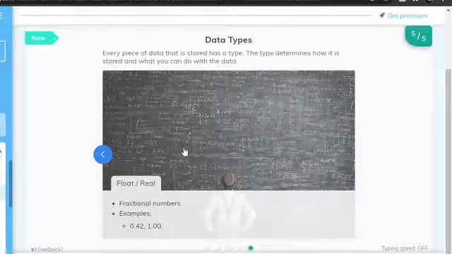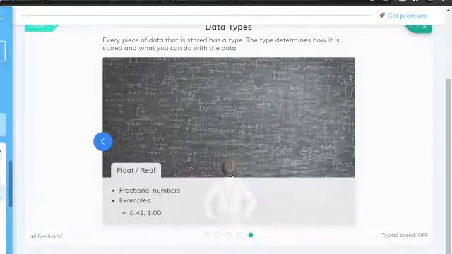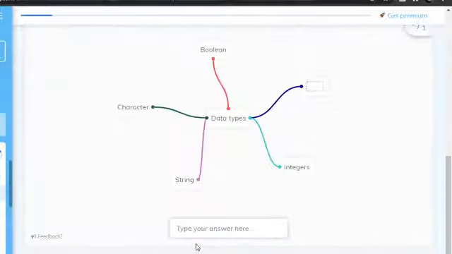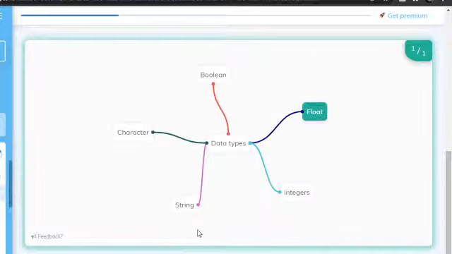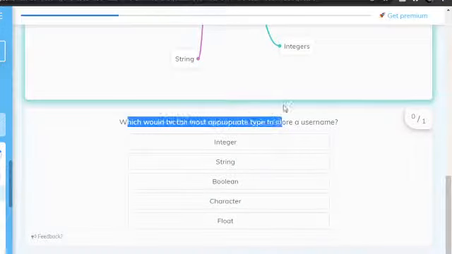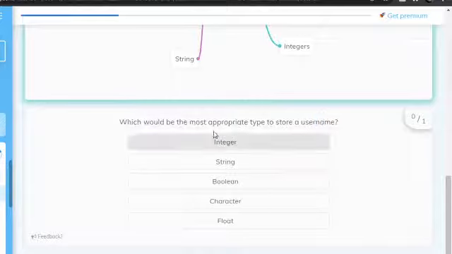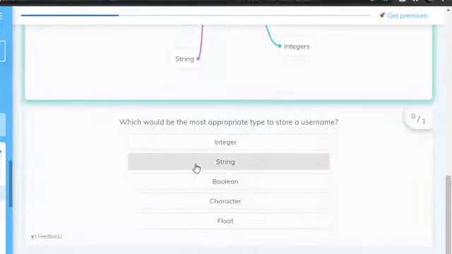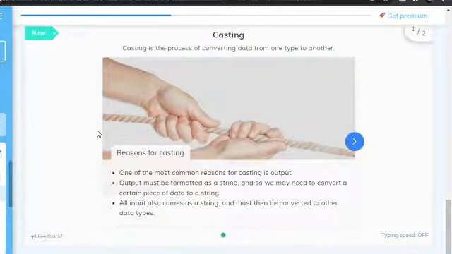Float and real numbers. In Java these would be known as doubles, and they would be decimal point numbers. Any number which has a decimal. So Boolean, character, string, integer, and float and/or double. Can we use double? No, it doesn't count here, but it'd be float. These are any numbers which have decimal points attached. Which would be the most appropriate type to store a username? A username would be a string, because it is multiple characters.